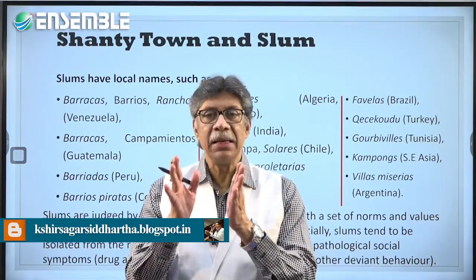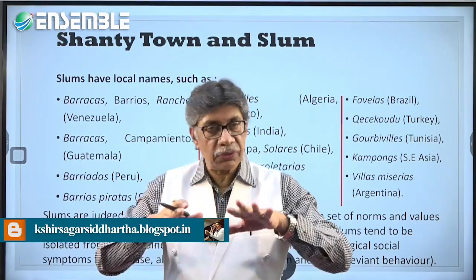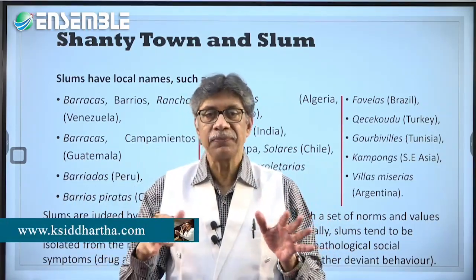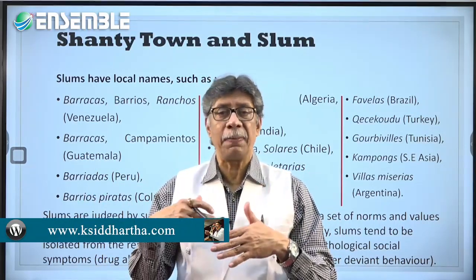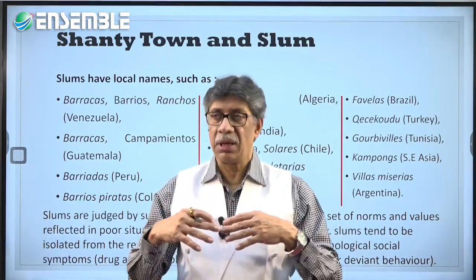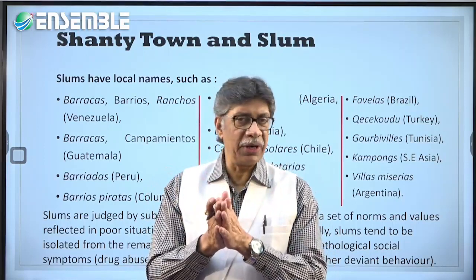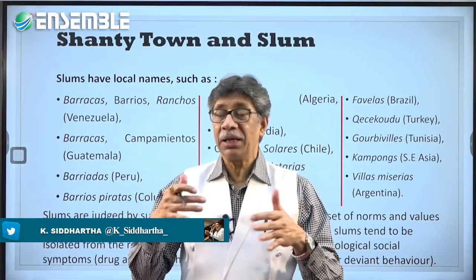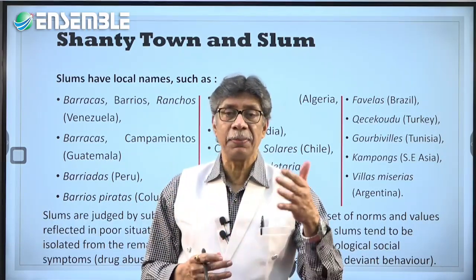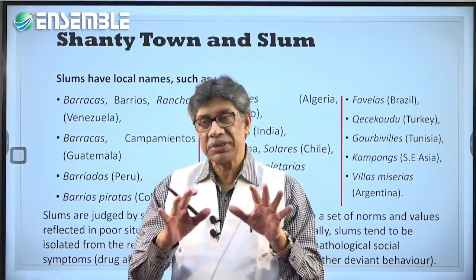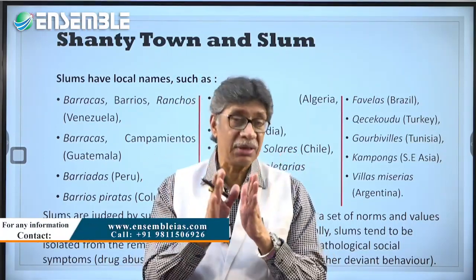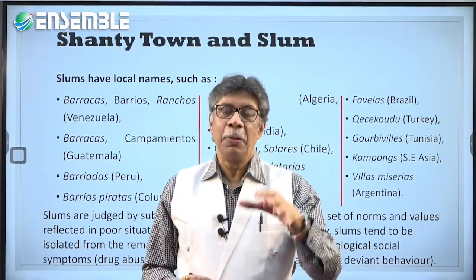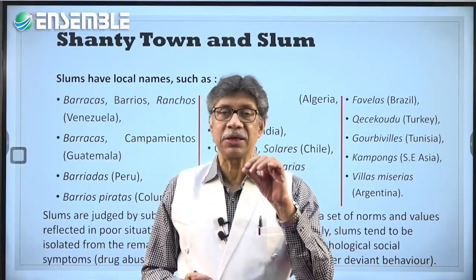Socially, as we say, slums tend to be isolated from the remainder of the urban society, and they do exhibit some pathological social symptoms. Alcoholism is very rampant, drug abuse is very rampant, illicit relationships are very rampant, and deviant behavior, that means you do not find people who are decent enough in this space. All of them will be, as you can say, ill-mannered of the highest quality.